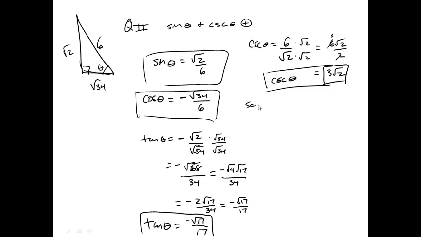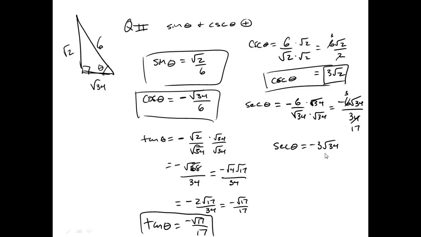Cosine goes along with secant, so secant theta is equal to negative, still negative, and the reciprocal is 6 over square root of 34. To rationalize it, multiply by square root of 34, and it is equal to a negative 6 root 34 over 34. Reducing these by 2, you get 3 over 17. So secant theta is equal to negative 3 root 34 over 17.